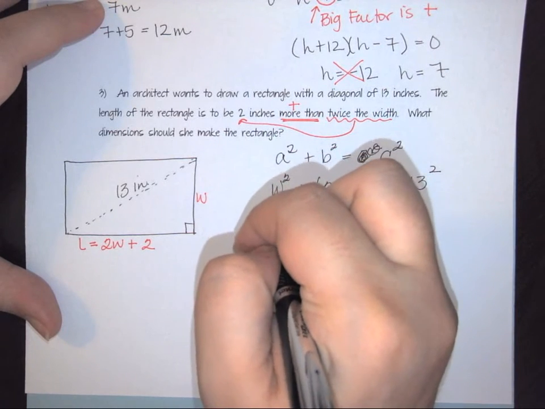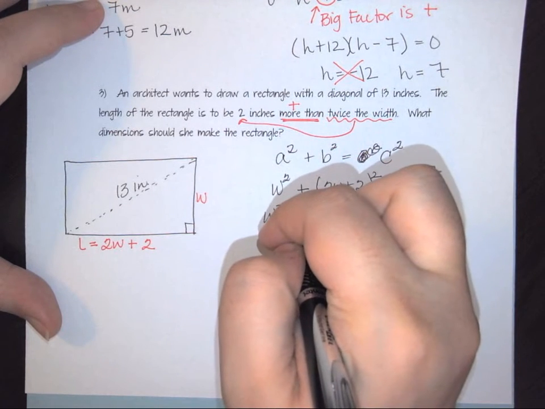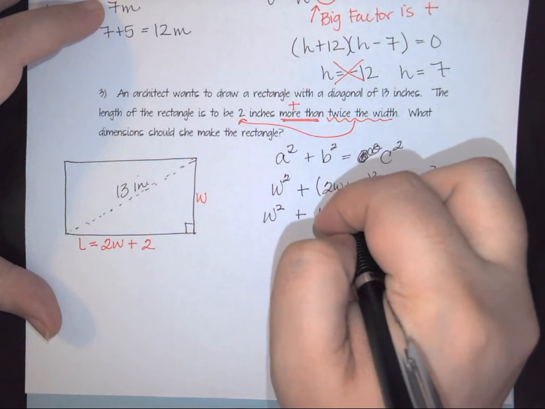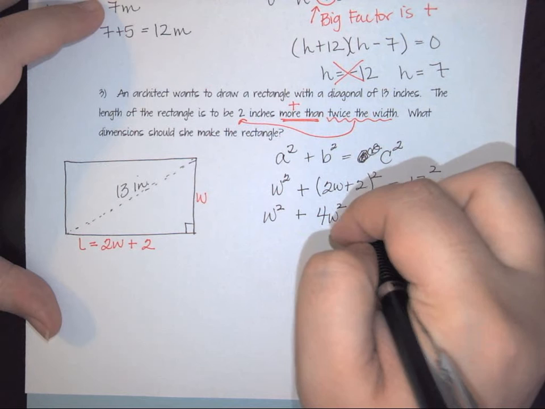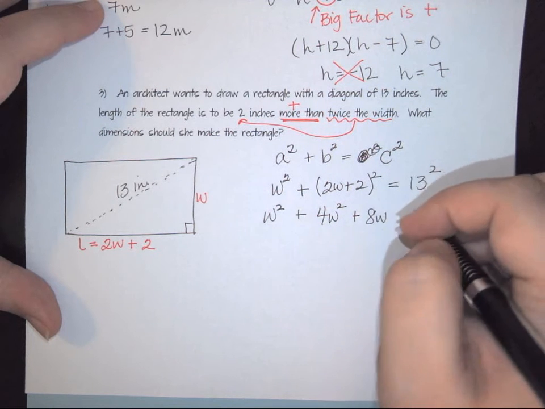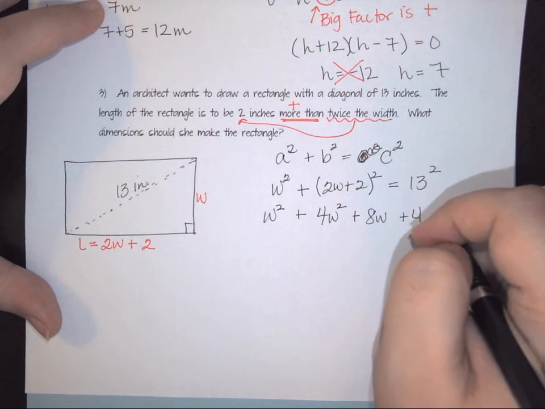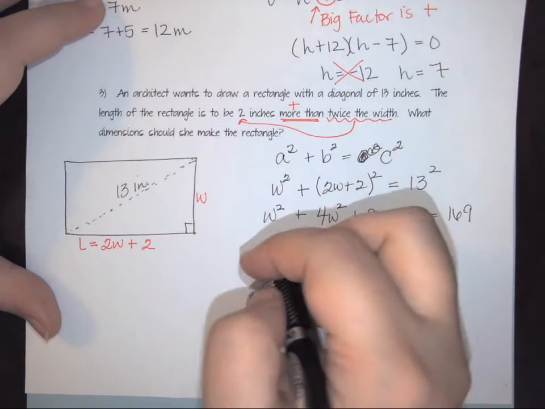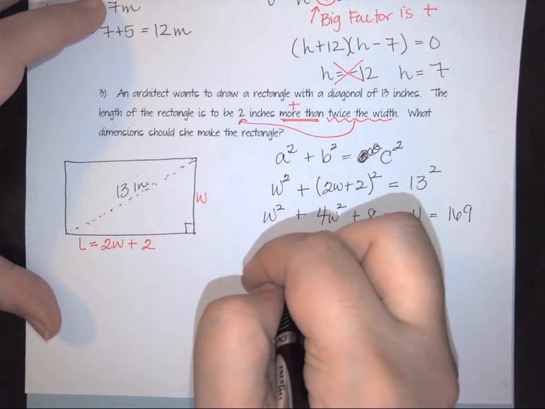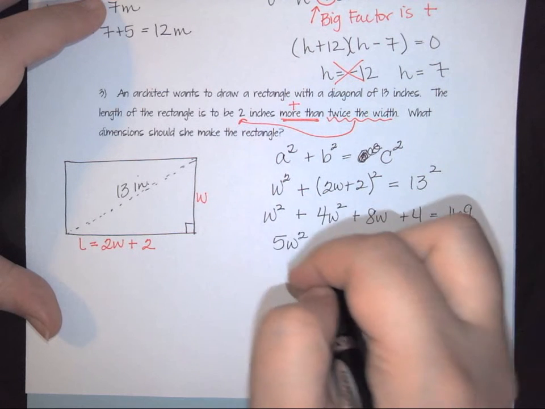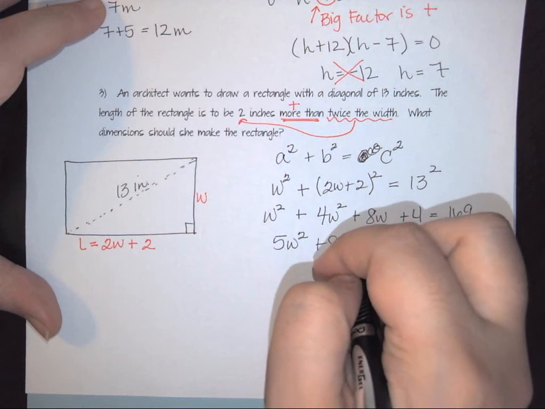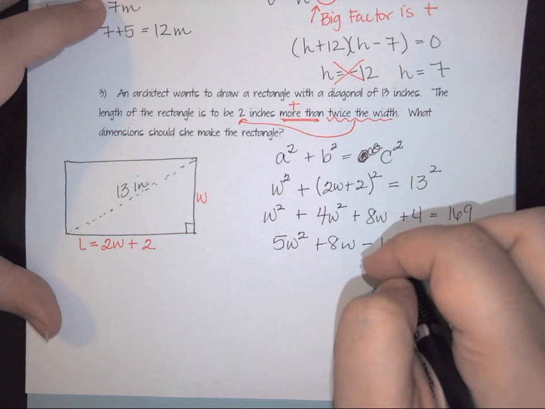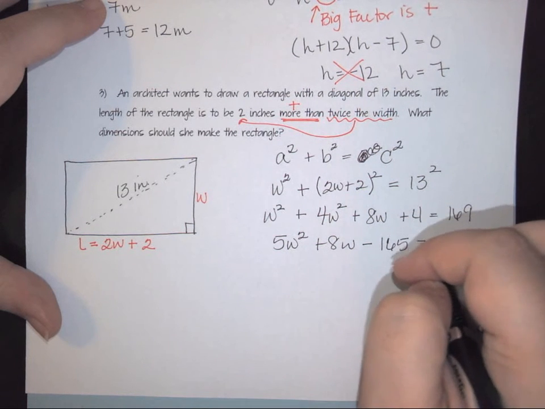So here I've got my width squared plus 4w squared plus 8w plus 4 equals 169. All told, we have 5w squared plus my 8w. I'm going to move that 169 over, so this is going to be minus 165 is equal to 0.